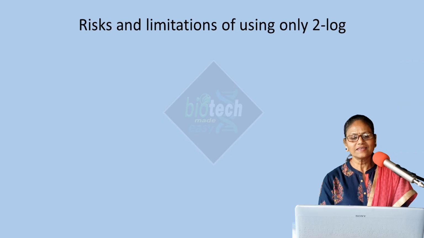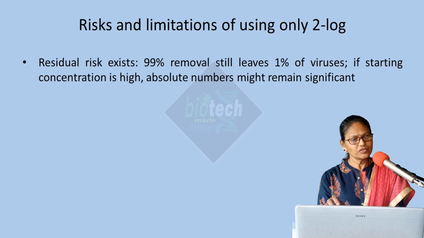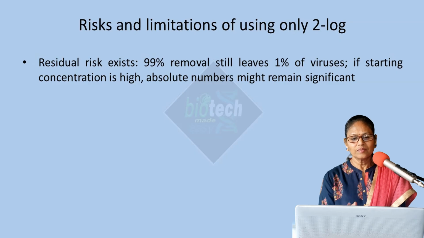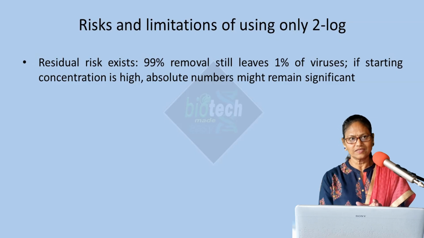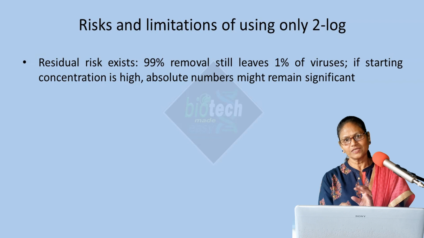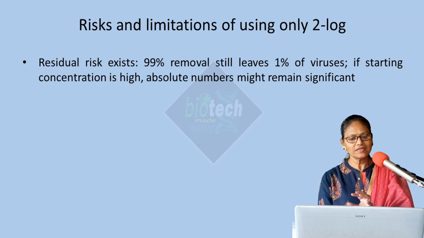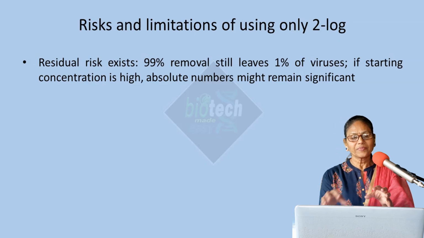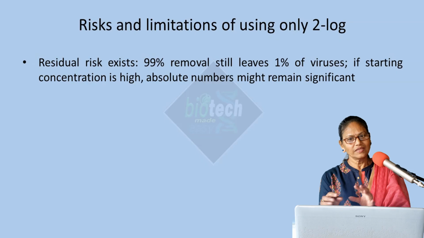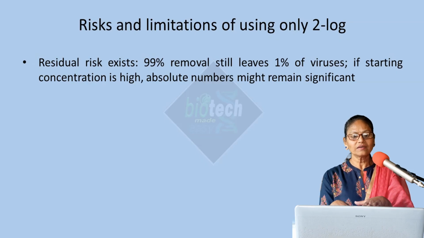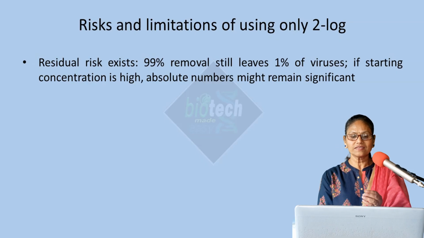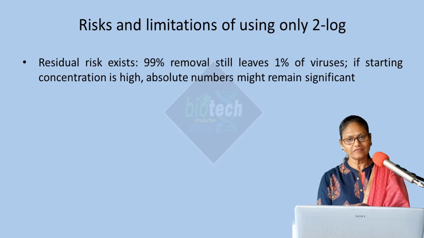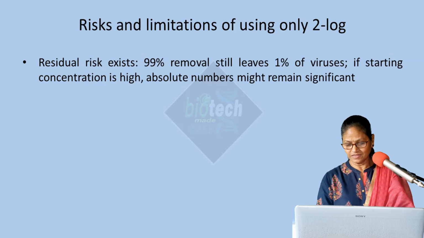Now let's see the risks and limitations of using only 2-log. Residual risk always exists because here the 99% removal is there. In percentage, in 2-log, only 99% of viruses are removed. So still 1% viruses are left. And if the concentration was very low, then 1% is still okay. But if the concentration is very high, in those cases, the number of viruses which are left in the sample may be quite significant.